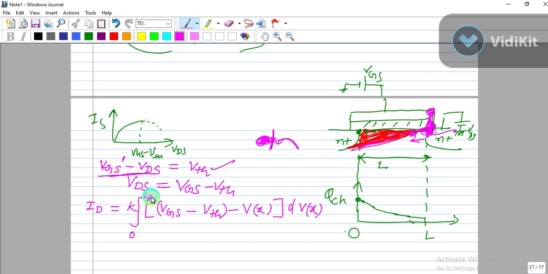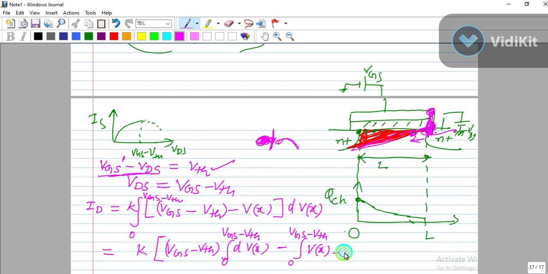It is VGS minus VTH. Okay, so let's do it. K into VGS minus VTH, integration of dVx from 0 to VGS minus VTH, minus integration from 0 to VGS minus VTH of Vx dVx.